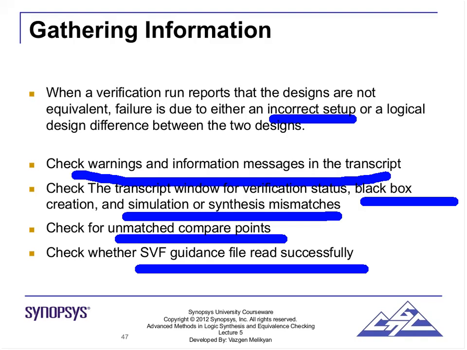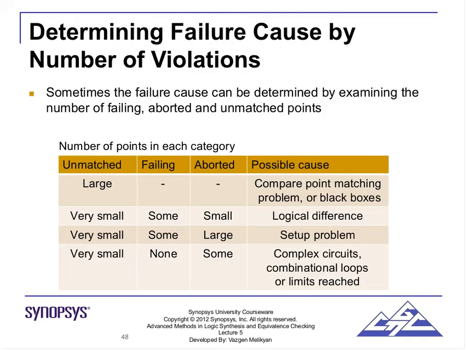These are the basic steps you do before even going on to the debugging of an individual failing point, right. Now you can have states where you have a large number of unmatched points. If you have a large number of unmatched points, you should not actually verify. You should first resolve this. When you have a very small number of unmatched points, which is usually in an expected design, what will be unmatched will be some constant registers and clock gating latches, they will always come as unmatched. So if the number of unmatched points is small, then you need to look at whether there is only a small number of failing points and a small number of aborted points.